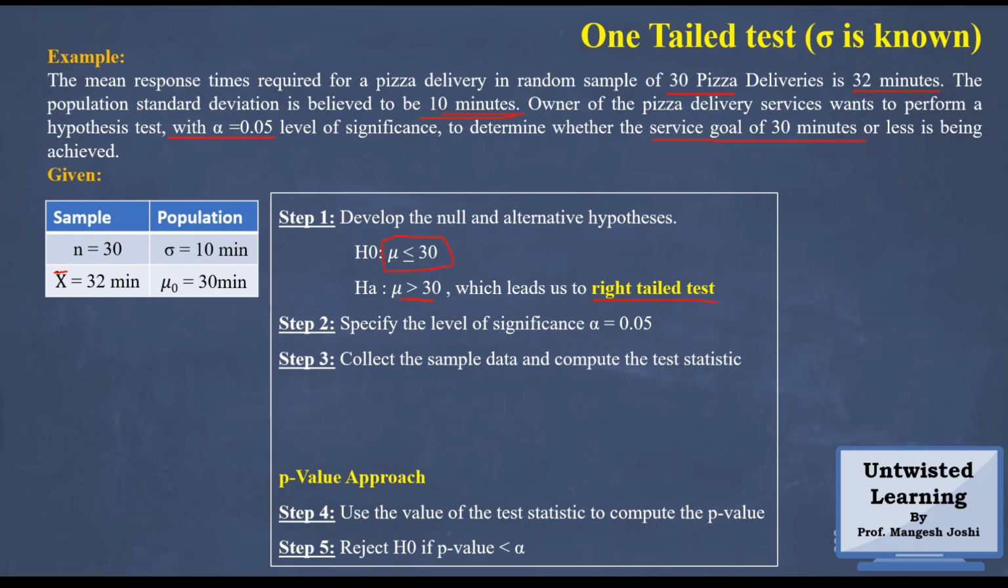Second step, specify the level of significance alpha, which is given, that is 0.05, and if it is not given in the problem, you can assume 0.05, which is the standard level. Then step 3, collect the sample data and compute the test statistic. Since sigma is known, you can use the Z statistic using the formula x bar minus mu0 divided by sigma by root n. Using the p-value approach, you calculate the test statistic to compute the p-value and reject H0 if the p-value is less than alpha.